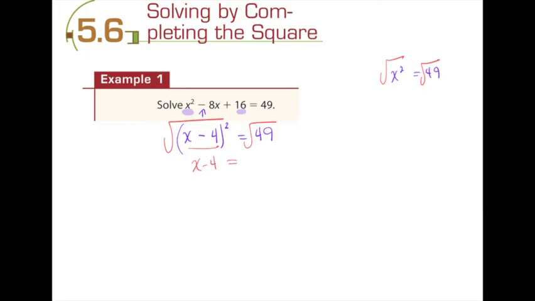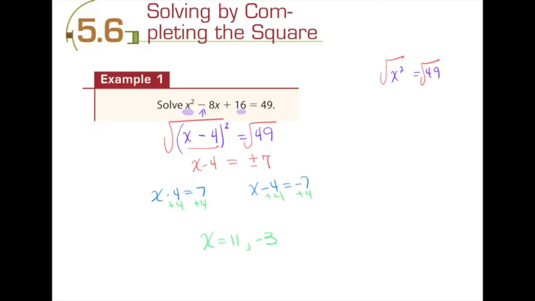On the other side, remember when you are doing the square root with a variable, you have to consider the positive and negative root. So the square root of 49 is 7, we know that, but we have to consider the positive and the negative 7, which means we have x minus 4 equals 7 and x minus 4 equals negative 7. This is where we're going to get our two answers. So we're going to add 4 to both sides. So x can equal 11 and x can equal negative 3. Those are my two answers.